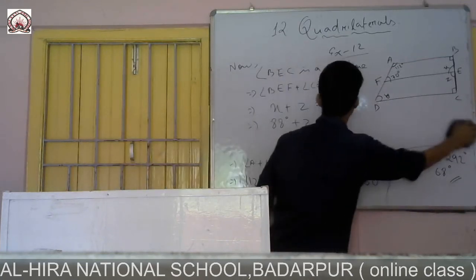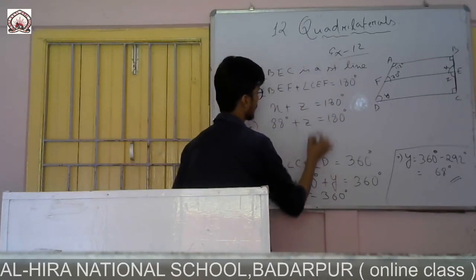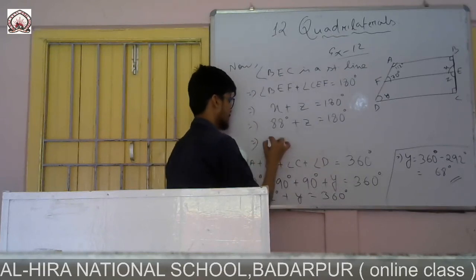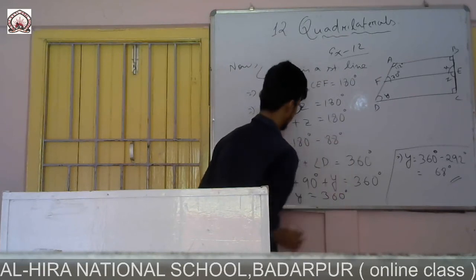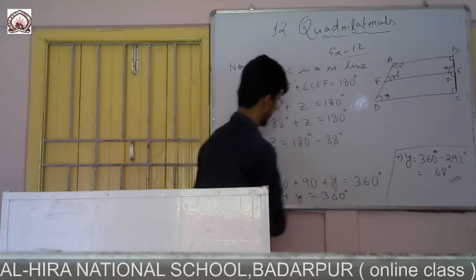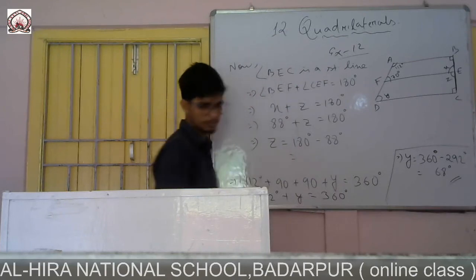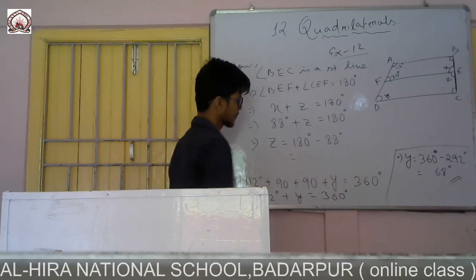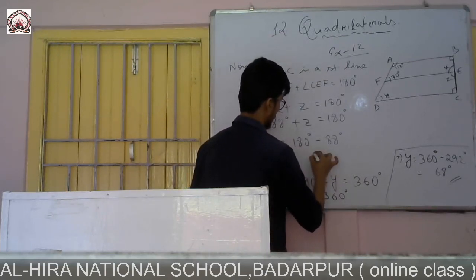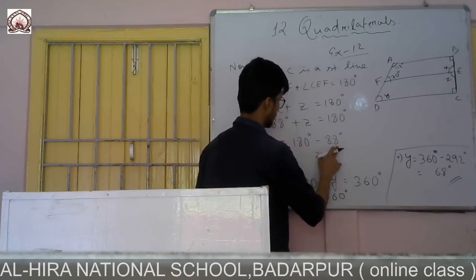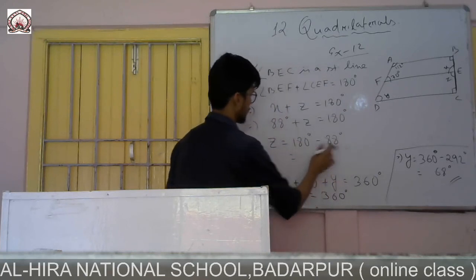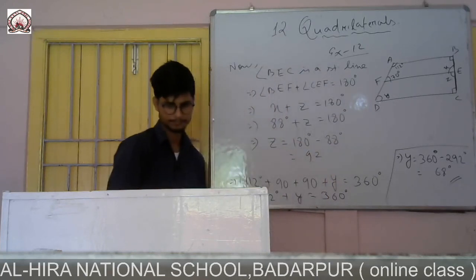88 degree plus z is equals to 180 degree. That means z will be equals to 180 minus 88 degree, which is equals to, sorry, it will be equal to 92 I think.